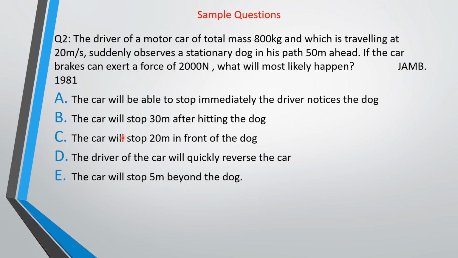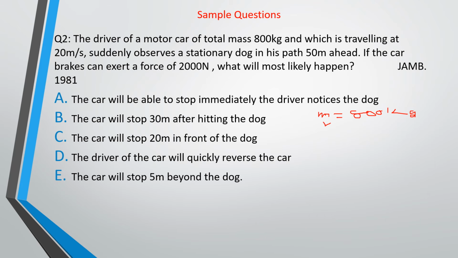So first and foremost, we have the mass of the car. We are told that the car is traveling at the speed of 20 meters per second. Then we have a dog that is stationary 50 meters ahead of the car, and the brakes are applied with a force of 2000 Newton. So the mass of the car is given to us to be 800 kg.